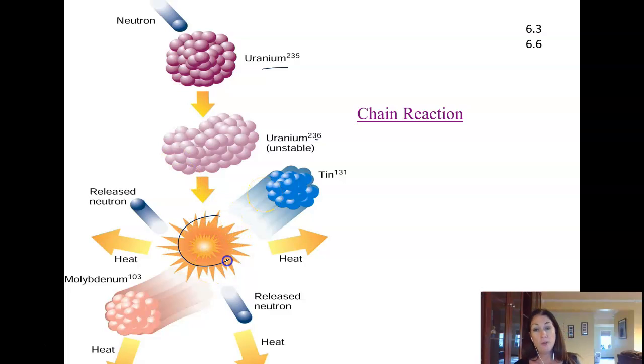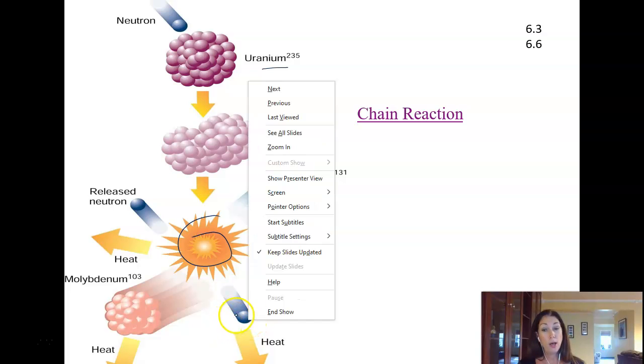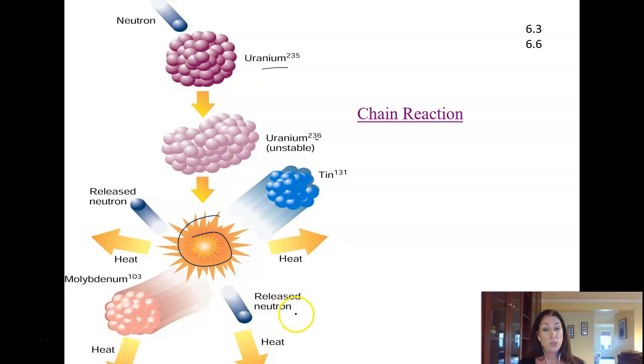This is what we're going after with these nuclear reactions: we're trying to find an efficient way to get to this heat. We call this a chain reaction because not only are these daughter products released, but free neutrons are released as well. This neutron is going to go hit another uranium-235 and continue on with this reaction. That's why we call it a chain reaction: as long as there are uranium atoms to absorb that neutron, this reaction will continue to go.